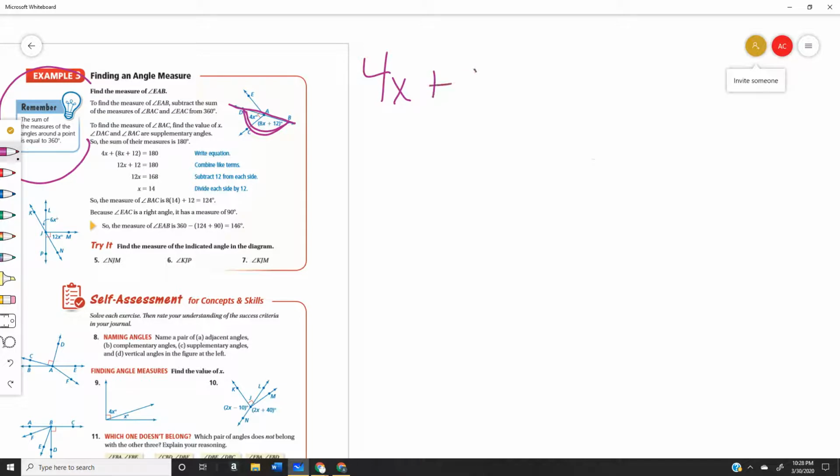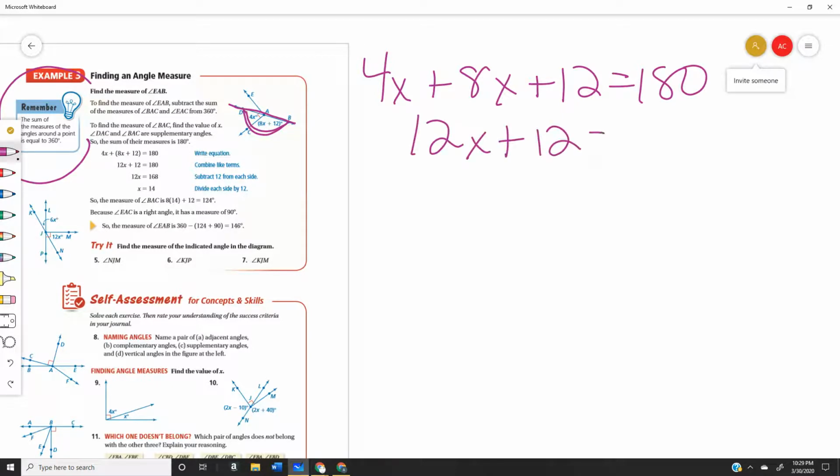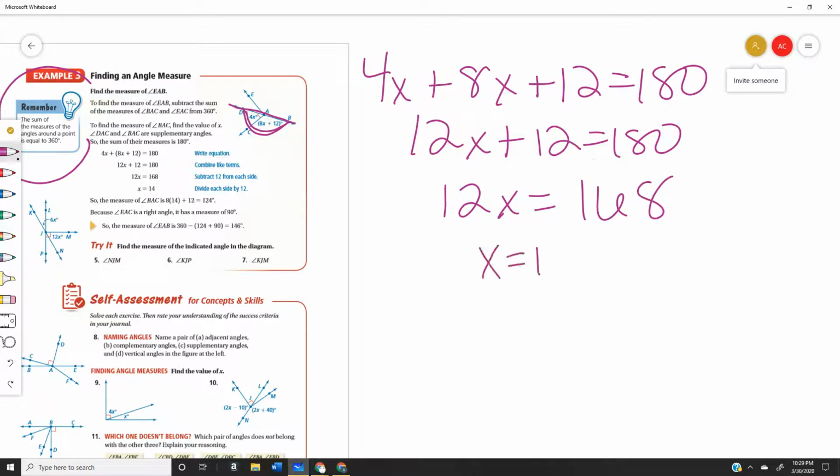So that means that 4x plus 8x plus 12 equals 180. 12x plus 12 equals 180. 12x equals, what's 180 minus 12? So 12x equals 168. X equals 14. Okay? And I subtracted 12 from both sides, and then I divided both sides by 12, and I got x equals 14. So x equals 14. I'm going to write that right there because I'm going to have to erase all of this because I don't have enough room to write.